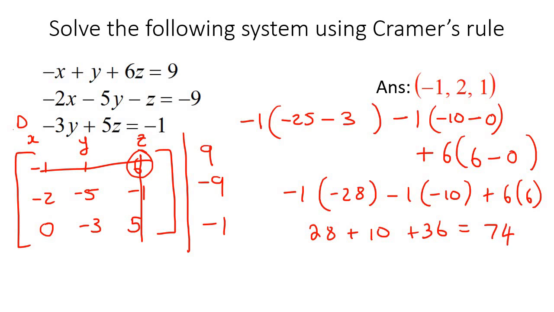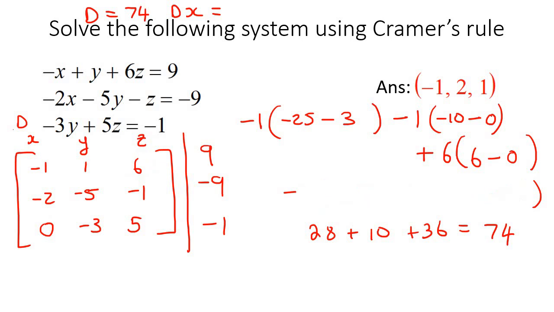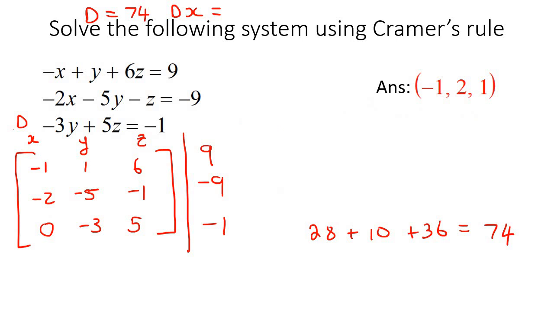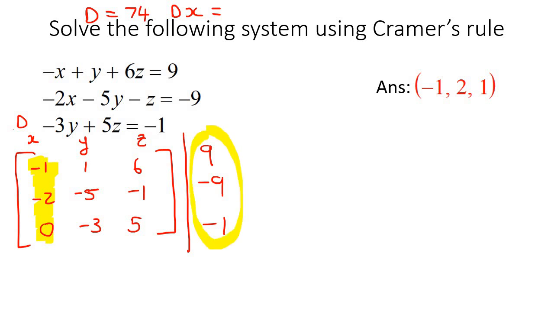Okay, so we have the determinant. I'm just going to write it up here. D was 74. So the next thing we're going to go work out now is Dx. So it's the determinant with x. So how does that work? Well, if you can remember the Cramer's rule method when we did a 2x2, then you are going to use the exact same technique for this one. So what we do is we take the x column, which is this one here, and we replace it with these numbers over here.